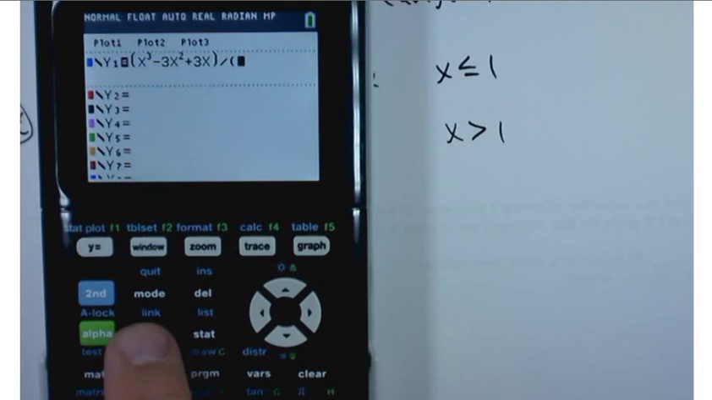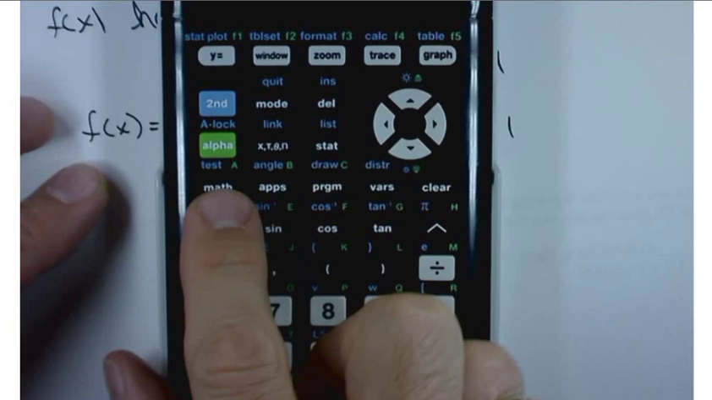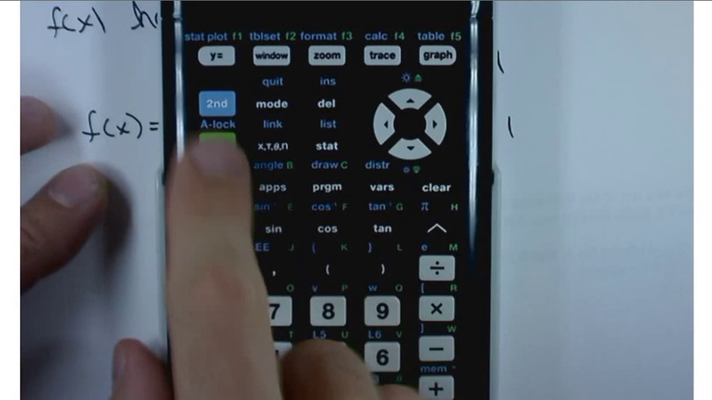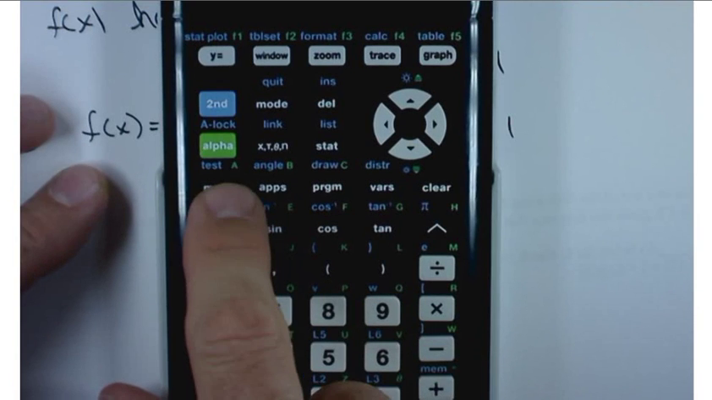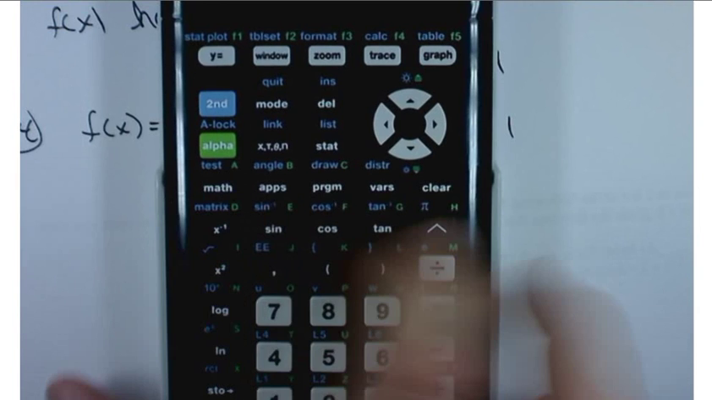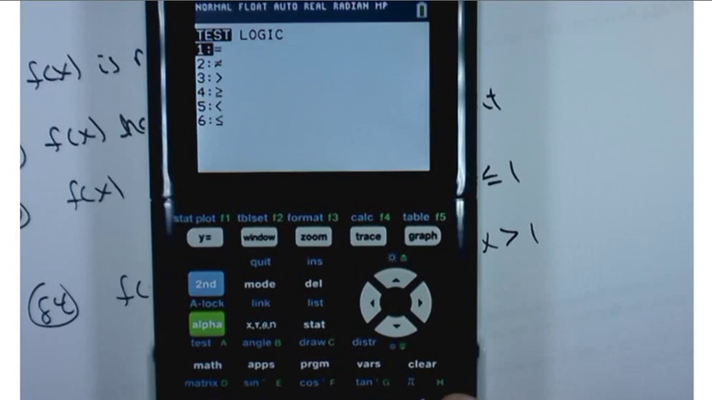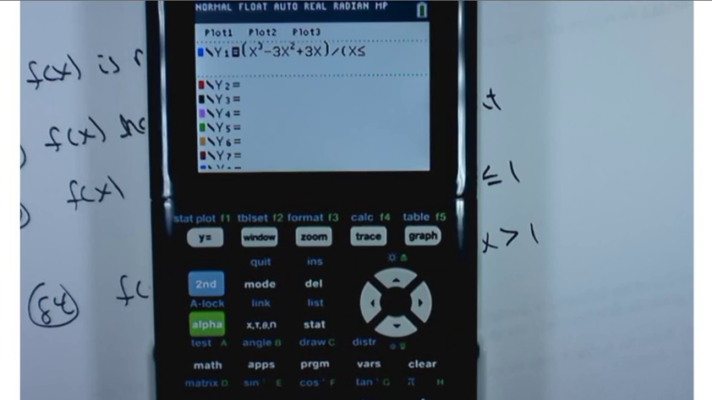So type the x. And now the question is, where on earth do I find the less than or equal to? You find that right above the math key. You hit the second button and then the math key. It says test. And now you have all your choices. So we want less than or equal to, so you can type number 6 or scroll down and press enter. So x is less than or equal to 1.